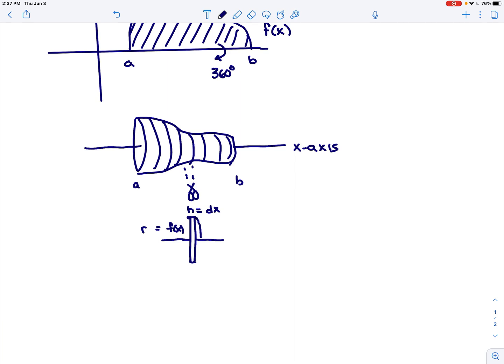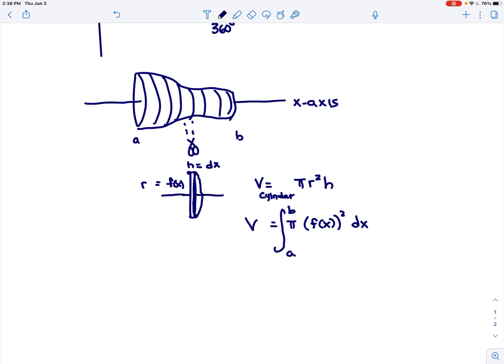Let me just see if I can make this more three-dimensional. I have a small disc here. The volume of a cylinder is equal to pi r squared h. In this case, it's going to be pi, the r is f of x squared, and the height is the change in x. If I sum all of those up from A to B, I should get the volume of revolution. Again, this is going to be the formula.